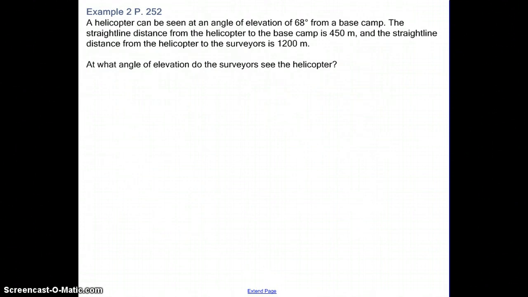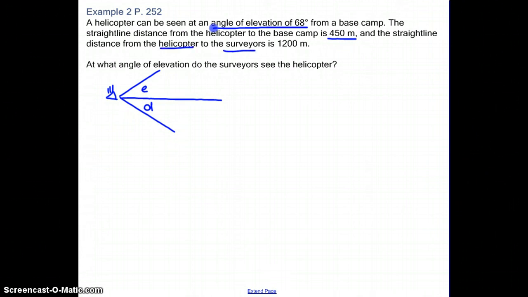And let's look at example 2 on page 252. Here we have a helicopter that can be seen at an angle of elevation of 68 degrees. Now remember that, if this is your eye and this is your sight line, your angle of elevation would be looking up. Your angle of depression would be looking down from that line. So here we have our angle of elevation is 68. We have 450 meters between the helicopter and the base camp. And from the surveyors to the helicopter is 1,200 meters. So we need to draw this.